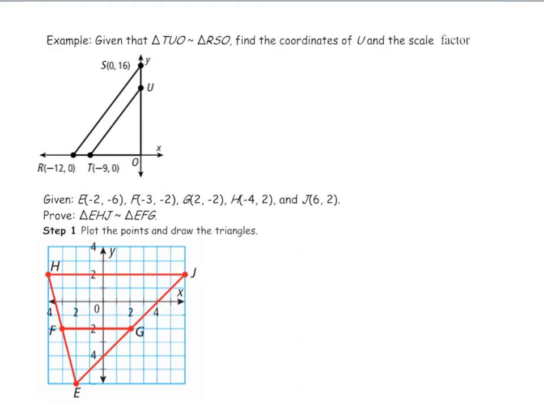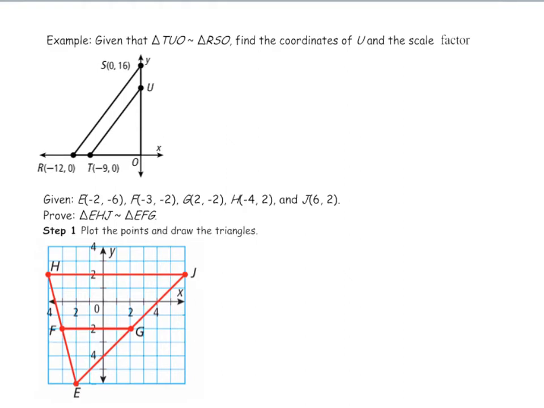In our third example of the day, they are giving us the fact that we're dealing with 2 similar triangles. So triangle TUO, that's the smaller triangle, and triangle RSO. And we know that if they're similar, the angles are congruent and the sides are proportional. We're going to use that fact to help us find out what the coordinates for U would be and what the scale factor is from triangle TUO to triangle RSO.